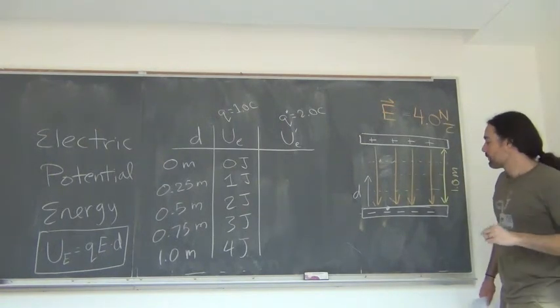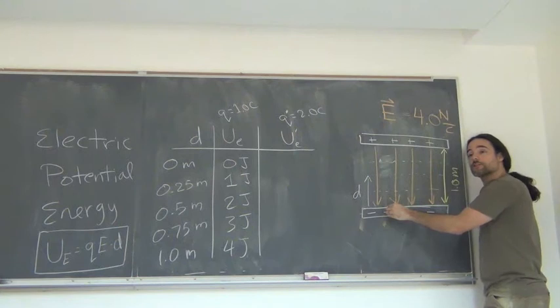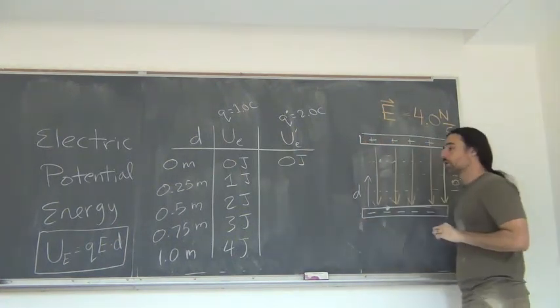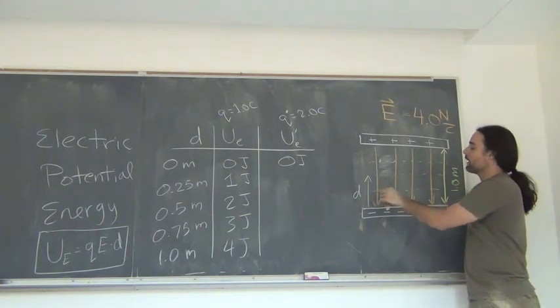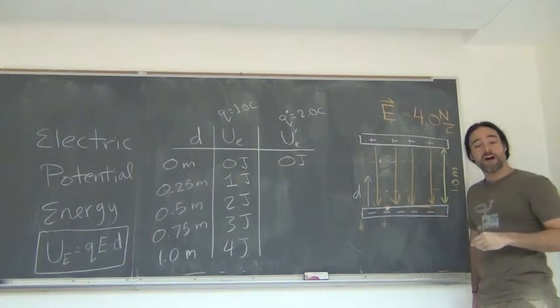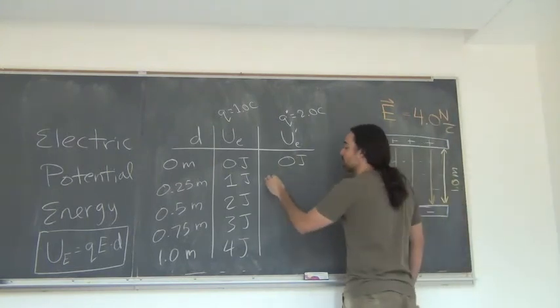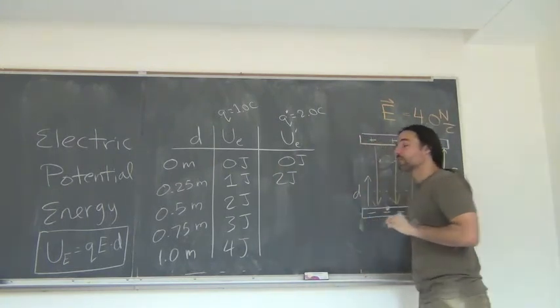And as before, if my 2 coulomb charge is at the bottom, I'm going to have 0 joules of energy. But now, if I bring it up to a height of 0.25, I have twice as much charge, so we're going to get twice as much energy. That's going to be 2 joules of energy.